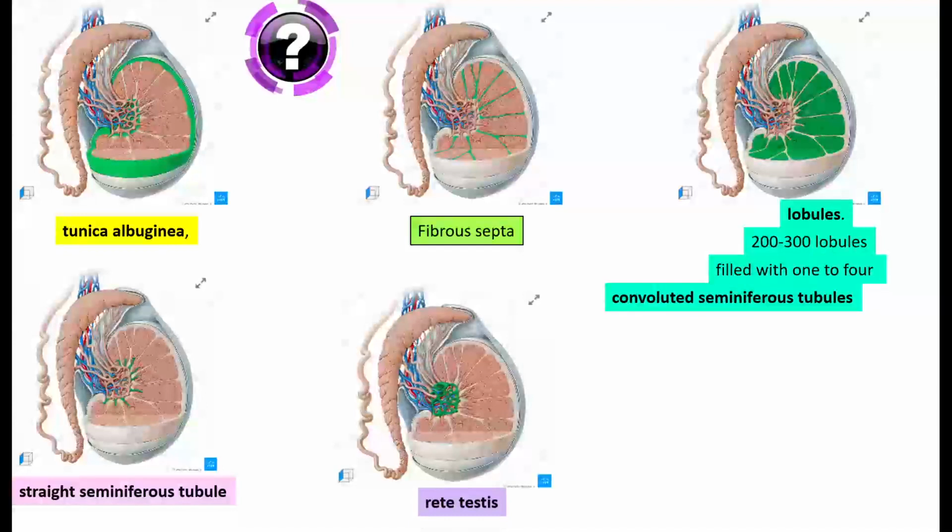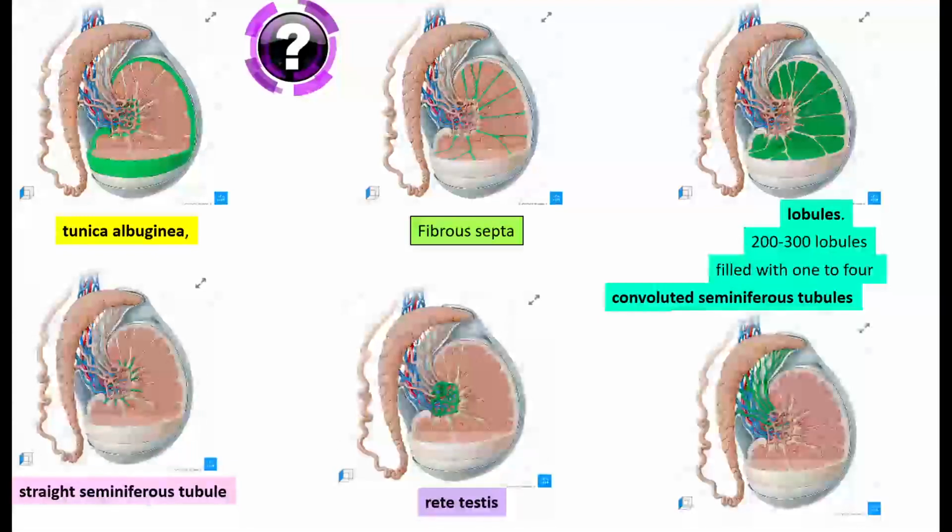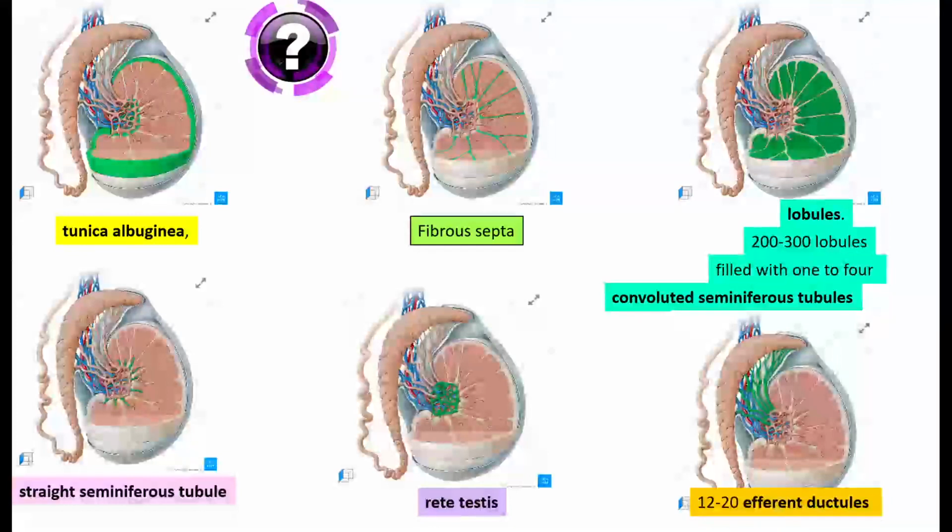Next, we want to take the sperms out of this mesh or network of passages, and this is done by a group of straight ducts, several of them, and they drain the sperms from the rete testis. These are called efferent ductules. There are 12 to 20 of them. What does efferent mean? It means something going out of.